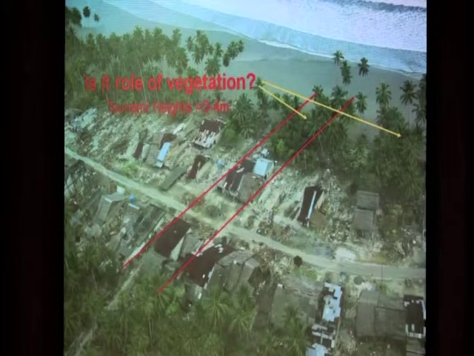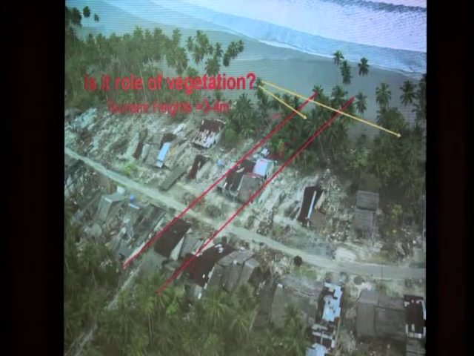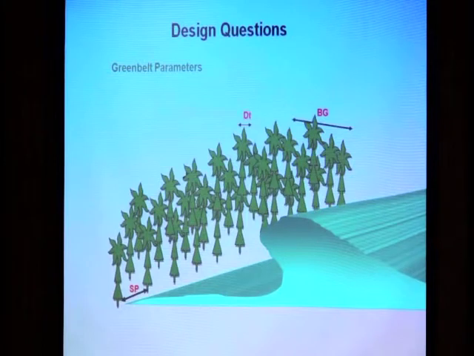Now coming to the role of vegetation. This is a clear example that the vegetation really played an important role in protecting some of the buildings on its lee side. The design parameters concern what is referred to as a green belt. So you see the spacing between the trees, the diameter of the stem, as well as the width of the green belt. These are the main parameters apart from the flow characteristics.